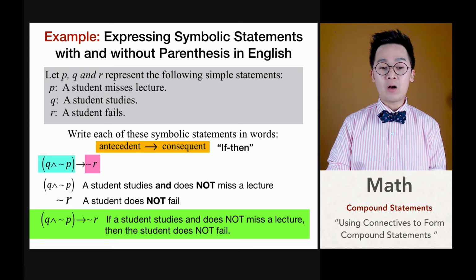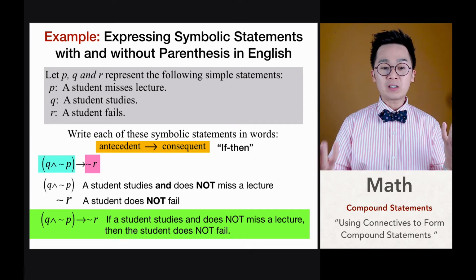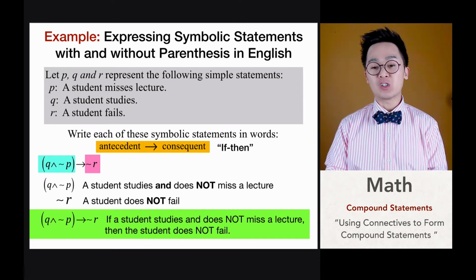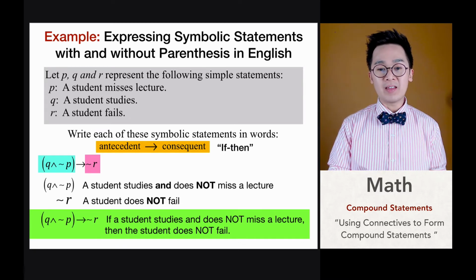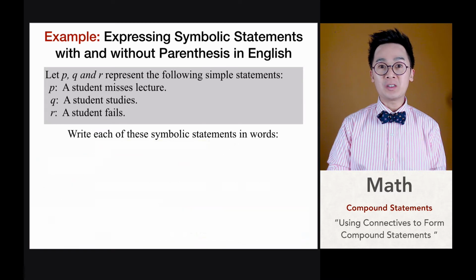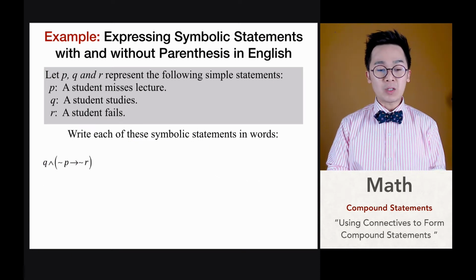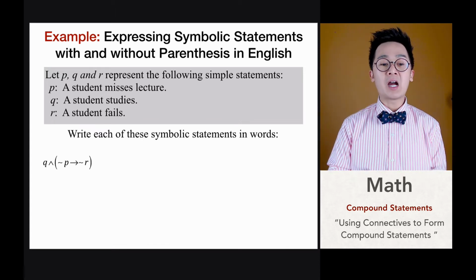So this is how the antecedent, which is the parentheses, and the consequent, which is not R, is going to be formulated in English form. Now let's have the same set of statements, and this time let's have a new set of symbolic operation. Now the symbolic statement that we have is Q and parentheses, not P, then not R.